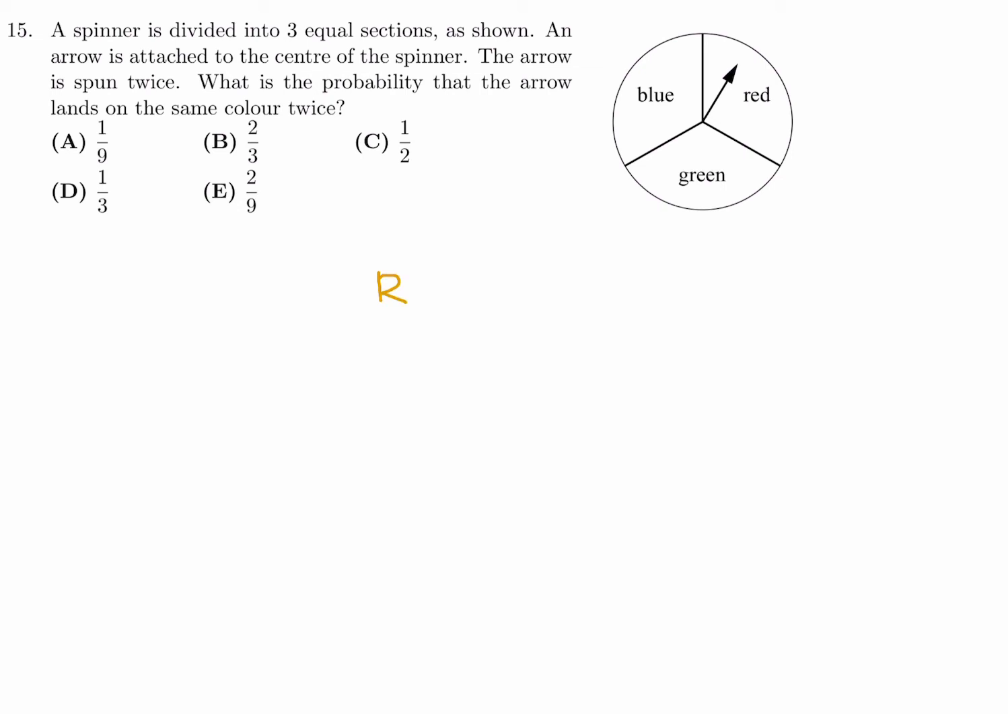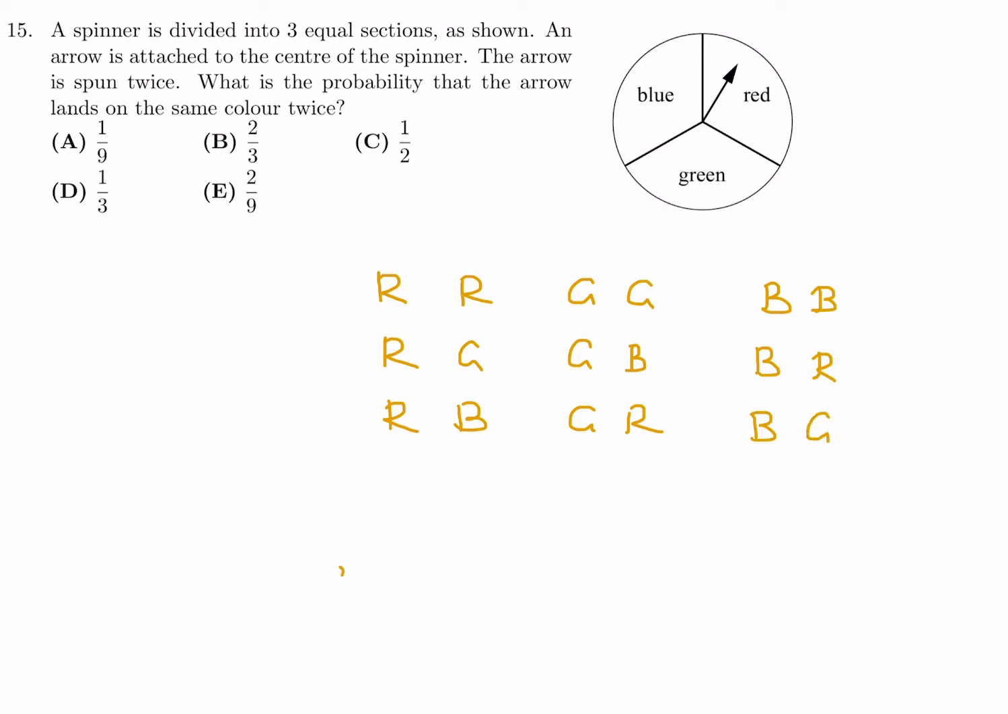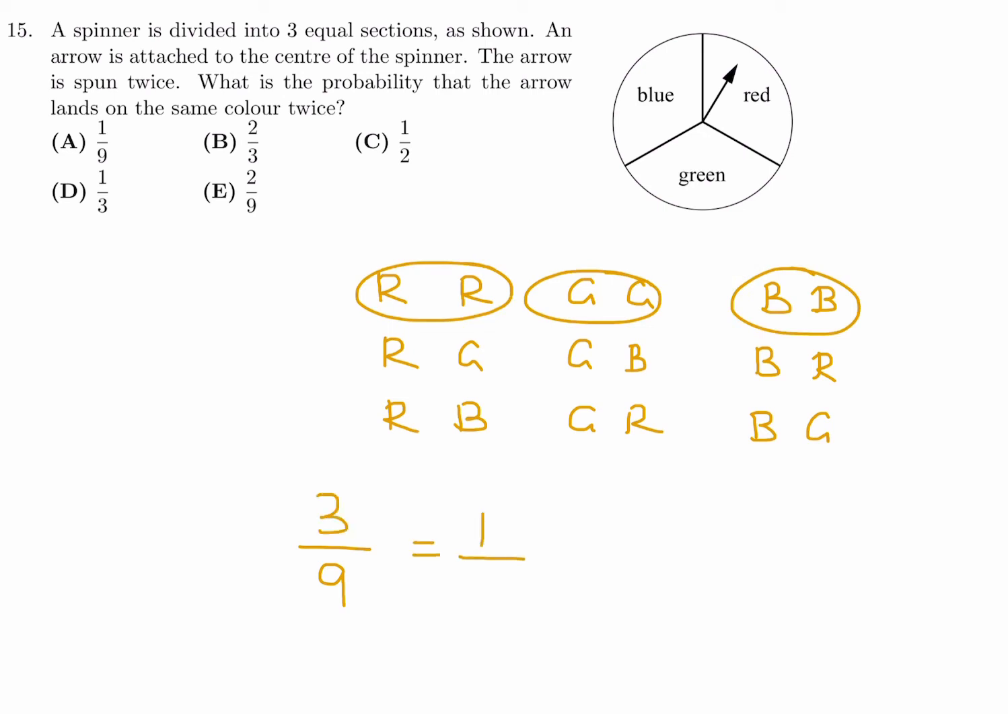Red on the first, red on the second. Red on the first, green on the second, red on the first, blue on the second. Green on the first, green on the second. Green, blue, green, red. And then blue, blue, blue, red, blue, green. Okay, it looks like I have 9 possible ways, and which ones have the same color twice? This one, and this one. So 3 of them. And that would be 1 over 3.